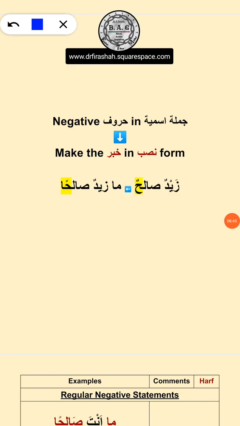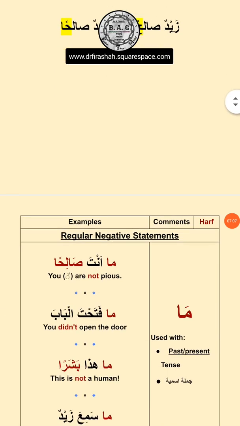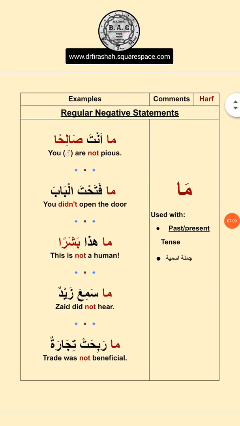All right, and then as I had elaborated earlier, if you've got a negative harf in the jumla ismiya, then that negative harf is going to cause the khabar to be in nasb form. So Zaidun salihun, Zaid is pious. Ma Zaidun salihan. This is your khabar and it has become nasb. Why? Because of this ma, and it means now that Zaid is not pious.